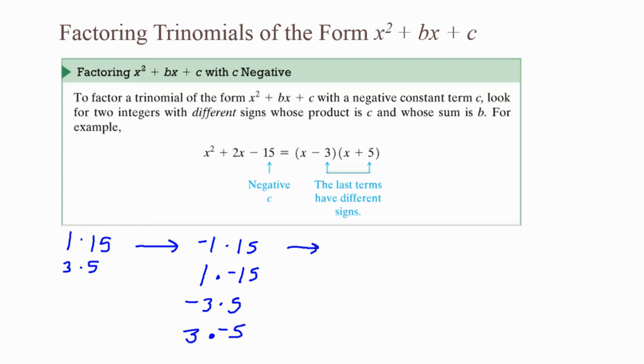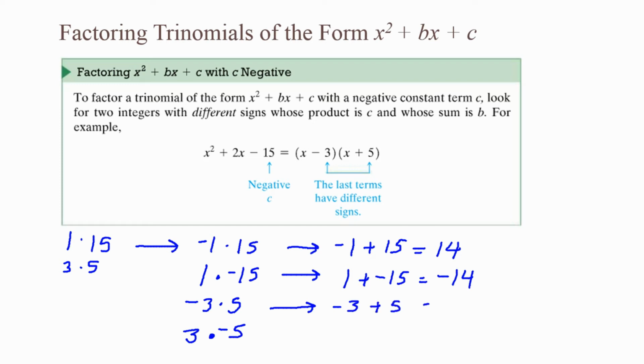If I were to add these, negative 1 plus 15 gives me a positive 14. 1 plus negative 15 gives me a negative 14. Negative 3 plus a positive 5 gives me a positive 2. And 3 plus negative 5 gives me a negative 2. What I'm wanting is a positive 2. So I'm looking at a negative 3 and a positive 5. My answer is (x minus 3)(x plus 5).